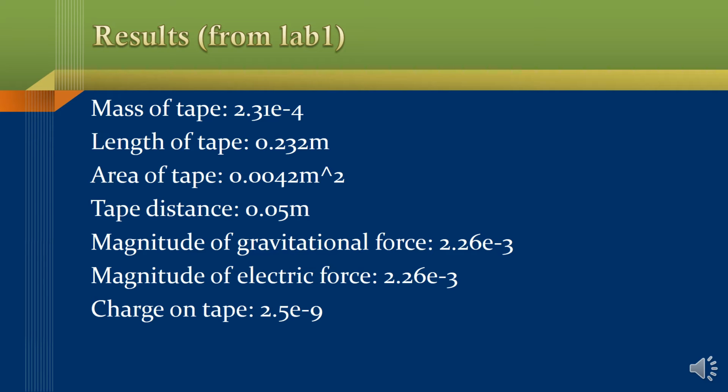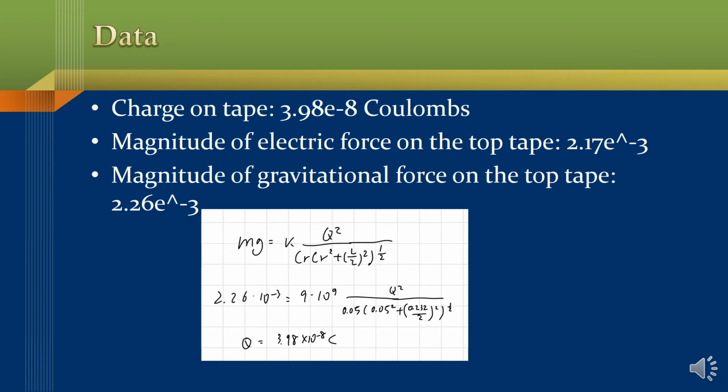The results collected from lab 1 are composed of the mass, tape lengths, area, tape distance, the magnitude of gravitational force, the magnitude of electric force, and the charge on the tape, displayed in the slide. By using the data from lab 1, I successfully obtained the charge on the tape, which is 3.98 E minus 9 coulombs, and the magnitude of electric force on the top tape and the magnitude of gravitational force on the top tape were calculated.